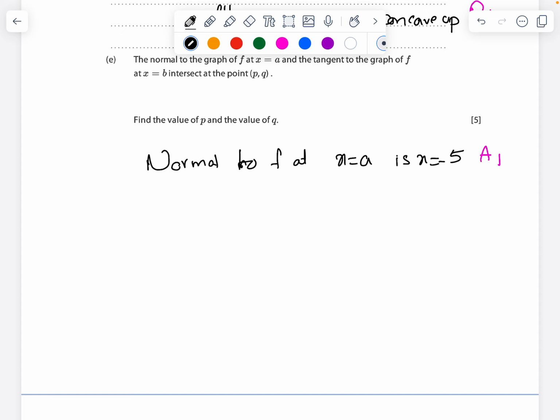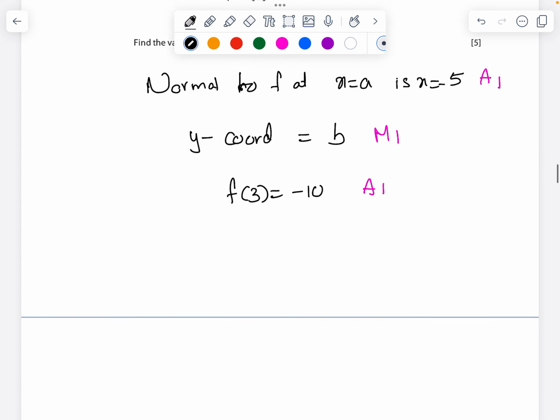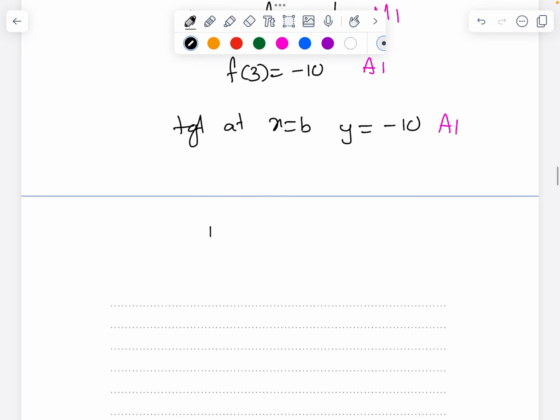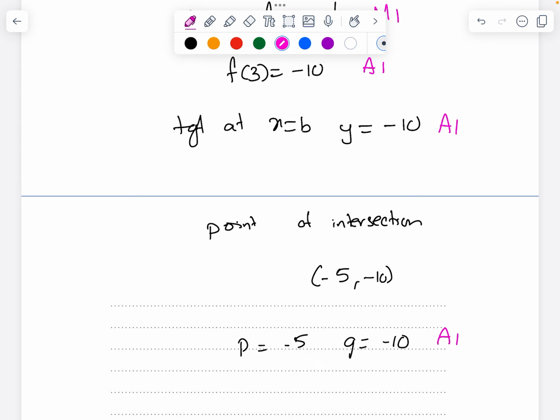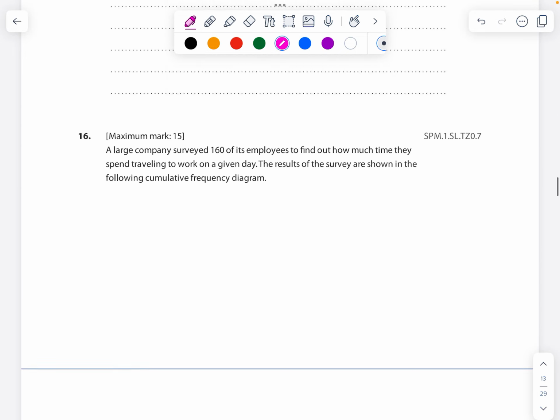Then next, we are attempting to find the y coordinate. We need to find the y coordinate, which is nothing but what? B. So f of 3 equals negative 10. So this is my method mark and this is my accuracy mark. Now I find the tangent at x equals b is y equals negative 10. This is another accuracy 1 mark. So the point of intersection will be negative 5, negative 10. So P equals negative 5, Q equals negative 10. This is another accuracy 1 mark. So I get 5 marks in that way.